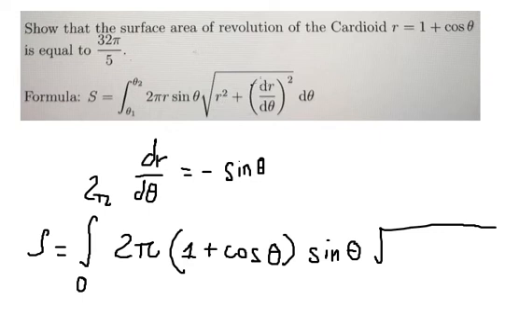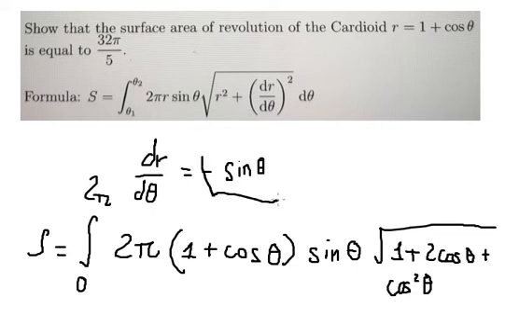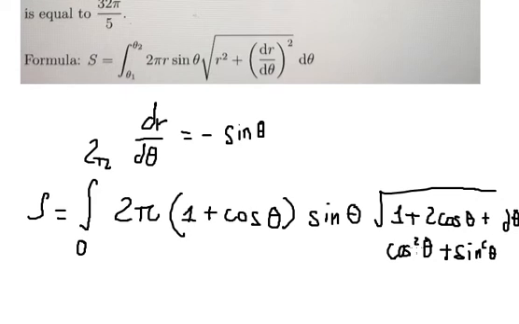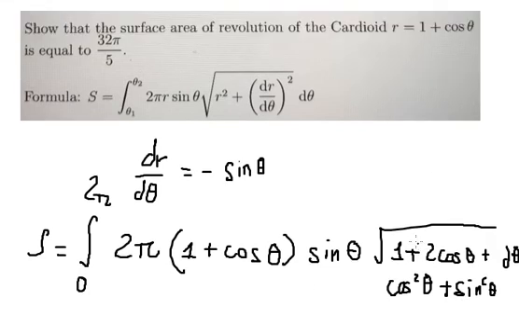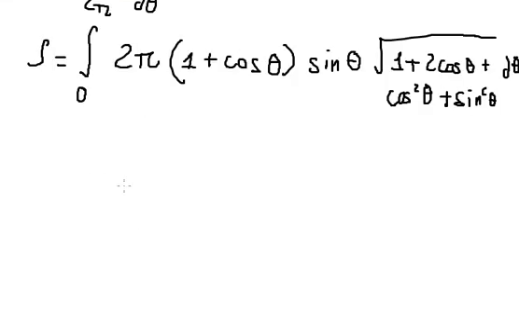Now we have r squared, so we put the power 2 for this one, and we have 1 plus 2 cosine theta plus cosine theta squared. And now we put negative sine theta in here, and we have sine theta squared. We know that cosine theta squared plus sine theta squared is number 1. So number 1 plus number 1, we have number 2.